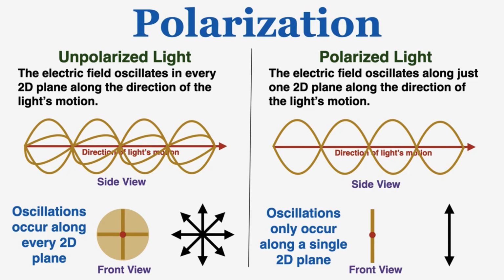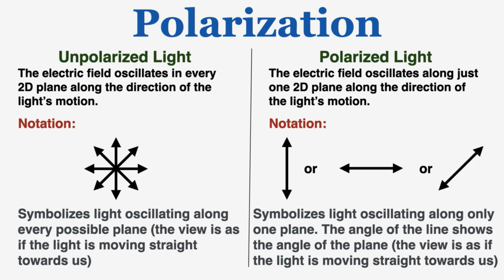This is the notation that we use for unpolarized and polarized light. You can see that with unpolarized light, it oscillates along every direction, whereas with polarized light, it only oscillates in one plane. So we use those arrows to show which direction the light is oscillating as it moves forward. Just to put that in writing, the unpolarized light notation symbolizes light oscillating along every possible plane. The view is as if the light is moving straight towards us. And the polarized light notation symbolizes light oscillating along only one plane. The angle of the line shows the angle of the plane. The view is as if the light is moving straight toward us.